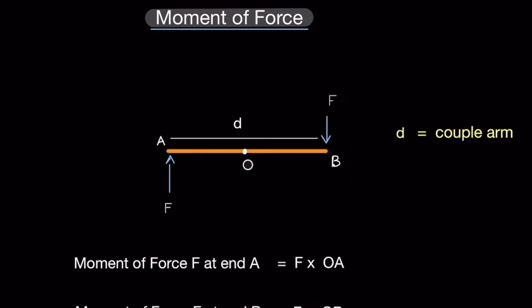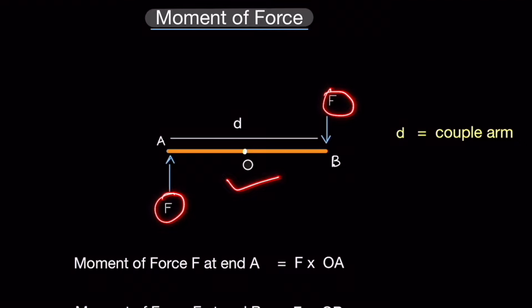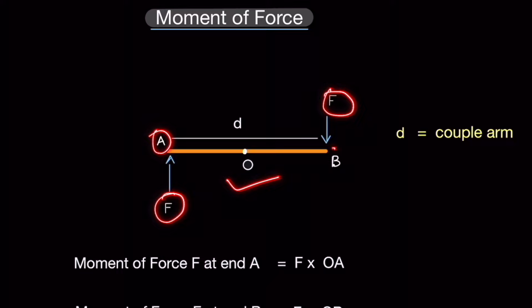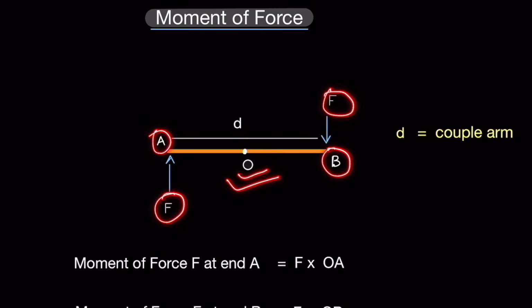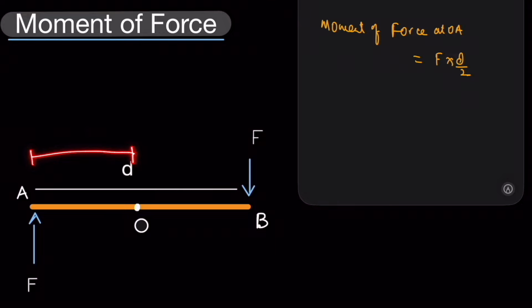Let's derive the formula of the moment of a couple. We are taking the same example that we discussed previously. Here the same force F is applied in the opposite direction, and this is A and B, two ends of the rod, and O is the pivot point. If we have to find the moment of force at OA, we can say that it is equal to F into d by 2. This distance is considered d by 2 because the total distance is d, so half of it is d by 2.